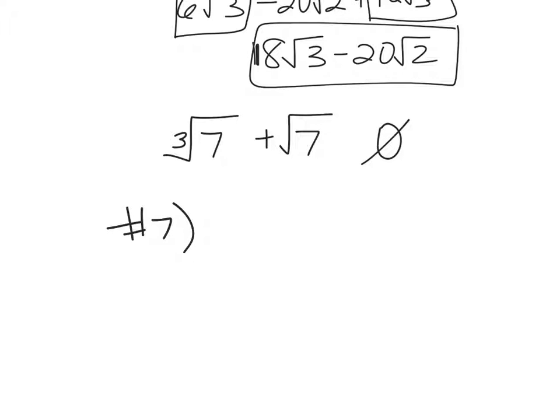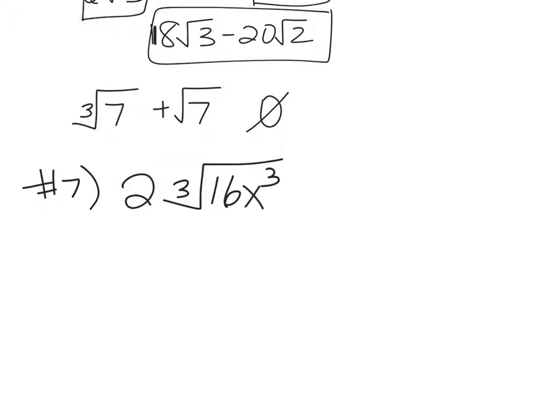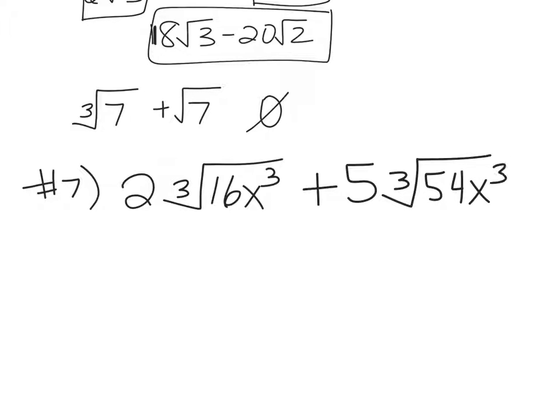Number 7. 2 times the cube root of 16x cubed plus 5 times the cube root of 54x cubed. Excuse me. Okay, so now we have to switch gears in our head. We're not doing perfect squares anymore. We're doing perfect cubes now. So what perfect cube, because there is one, will go into 16? 8. We wrote our perfect cubes down the other day on that paper. If you need to look at them as you go along, that's okay. So this is 8 times 2.